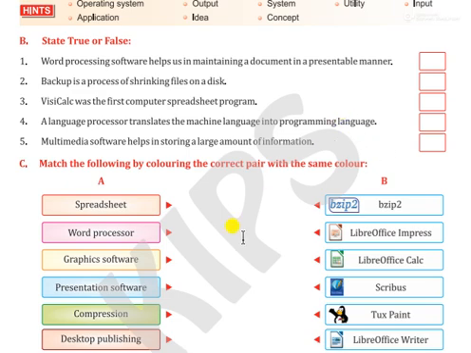Then the next one is desktop publishing. Desktop publishing means where magazines can be printed and cards are designed. So this kind of work, desktop publishing, is done by Scribus. Scribus is an application that is used for desktop publishing. Okay, so done. Let's revise.